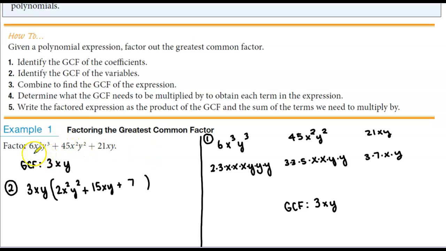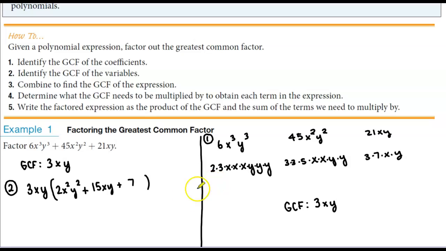Example number 1, we want to be able to factor 6x cubed y cubed plus 45x squared y squared plus 21xy. We can see that we have 3 terms. So for step 1, we write out the terms separately, and what we're going to do is break it down into its prime form. 6x cubed y cubed is the same thing as 2 times 3 times x times x times x times y times y times y. 45x squared y squared is the same thing as 3 times 3 times 5 times x times x times y times y. And 21xy is the same thing as 3 times 7 times x times y.